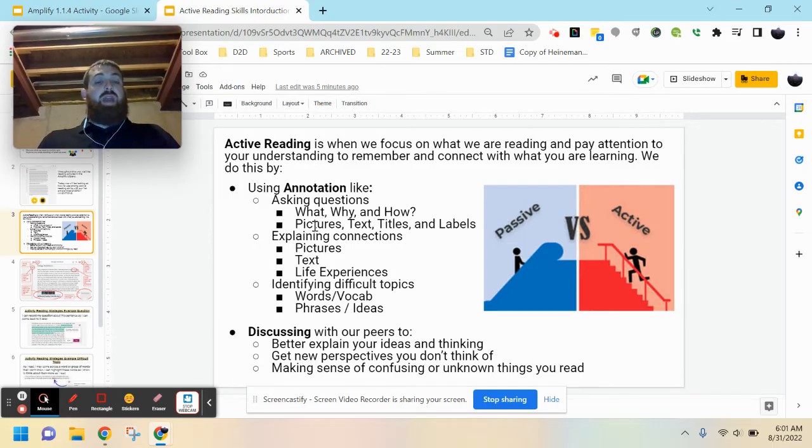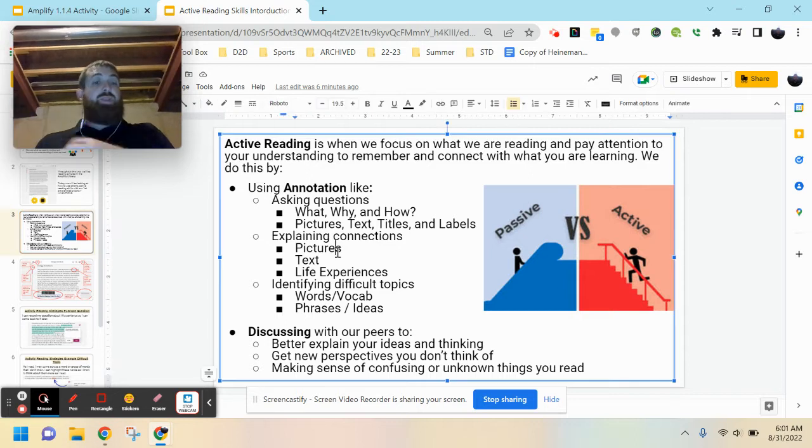As we make annotations, we're asking questions about what the pictures are showing, what the texts are saying, what the titles are about, and what labels are popping up with the images and such. We take in every bit of information. As we're annotating, we're explaining and making connections. These can be connections that the pictures have with the text. This can be what the text says in one paragraph and what the text says in another. So they talked about this one thing here and they bring it up again here. This is how they're connected. And we make connections to our lives. When we read in the article something that we have done or seen or experienced, we make note of that.